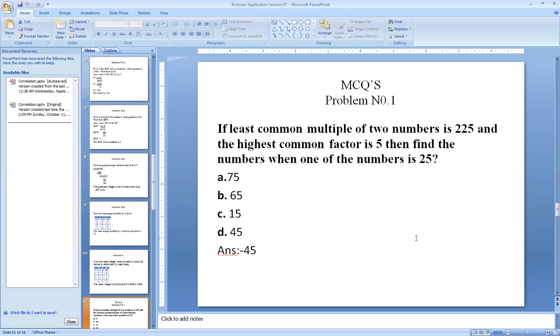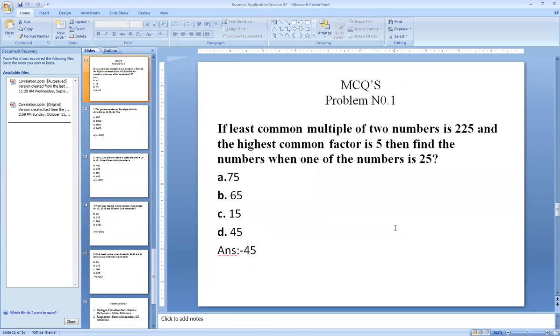Shall we go for the next thing? That is the MCQ questions they have given. Here, problem number 1: if the least common multiple of two numbers is 225 and the HCF is 5, then find the number, where one of the numbers is 25. Substitute these values in the formula.